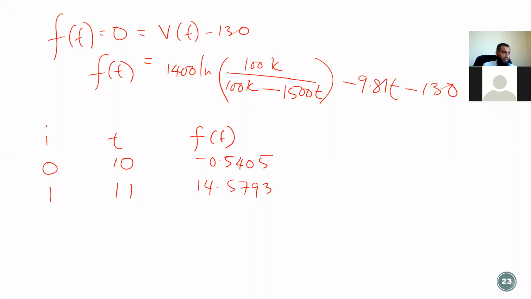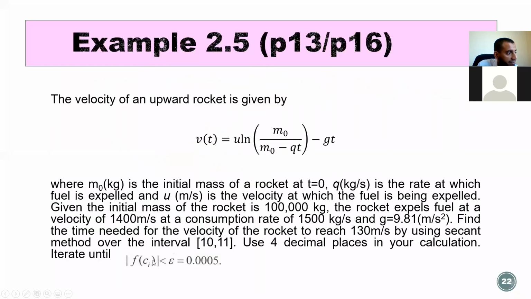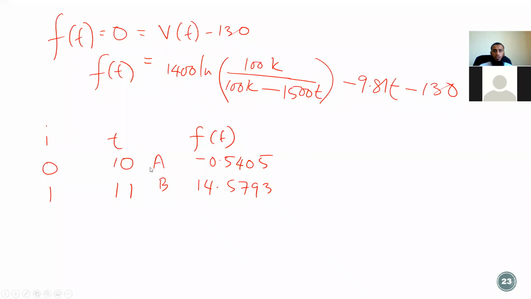We get 14.5793. Okay, so this is A. Excuse me, doctor. How can we write the value for T? Where do the values come from, the 10 and 11? The 11 and 10 come from the interval. Okay, the interval. Thank you, doctor.